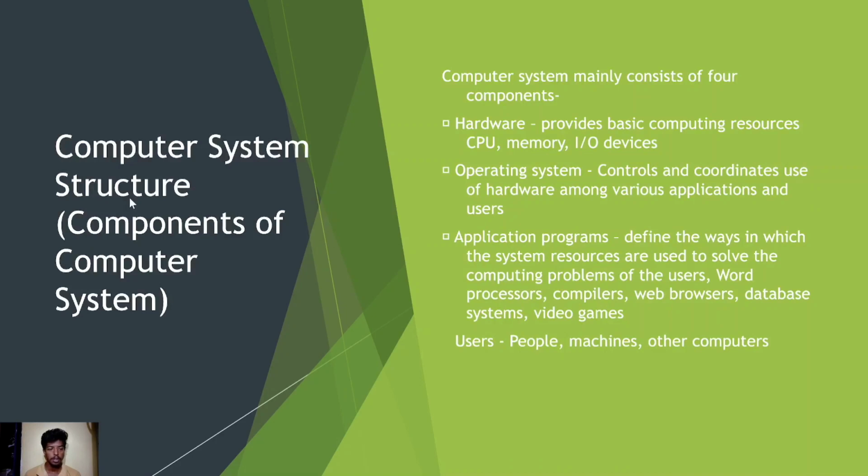Computer system structure, or components of a computer system. A computer system mainly consists of four components: hardware, operating system, application program, and user. Hardware provides basic computing resources such as CPU, memory, and I/O devices. The operating system controls and coordinates the use of hardware among various applications and users. Application programs define the way in which the system resources are used to solve the computing problems of the users. Examples: word processor, compiler, web browser. User: people, machines, other computers.